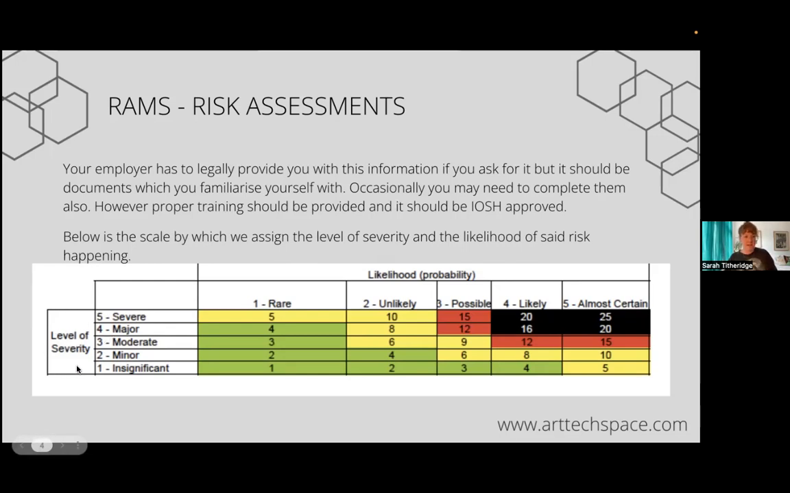But essentially you have the level of severity, so 5 is severe down to 1, which is insignificant. Then you compare that with the likelihood or probability of the action potentially happening and work it out on this scale. They say anything in red or black is work that shouldn't take place if you can't mitigate some of the risks involved. Yellow and green are acceptable.